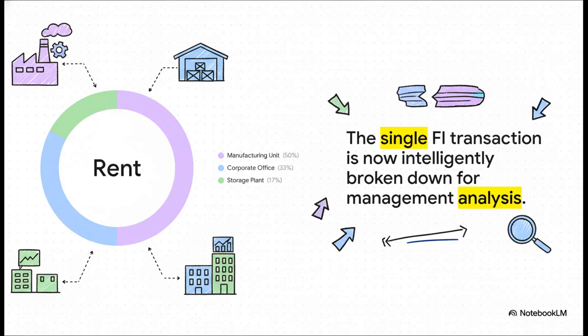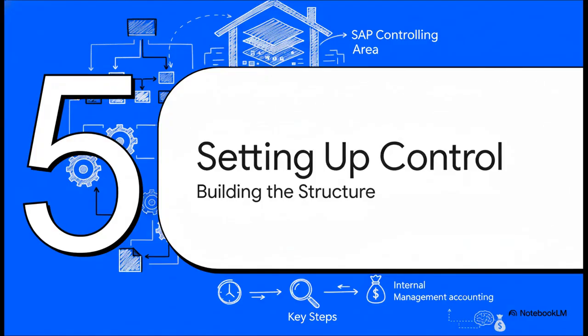And boom, look at the result. That single $30,000 transaction is now beautifully broken down. Management can see with absolute clarity that $15,000 of that rent went to support manufacturing, $10,000 was for the corporate office, and the last $5,000 was for the storage plant. Suddenly, that managerial blind spot is completely gone. Now, this is super powerful, right?